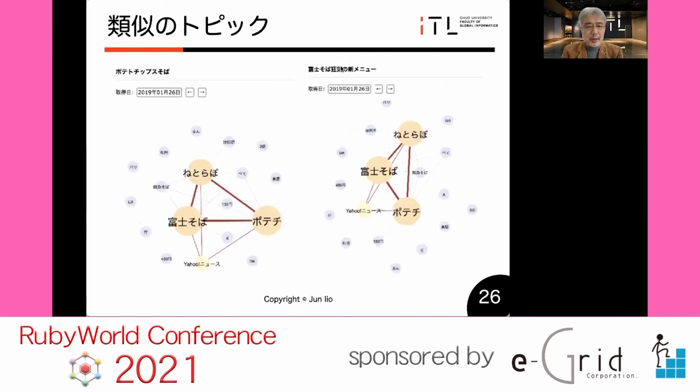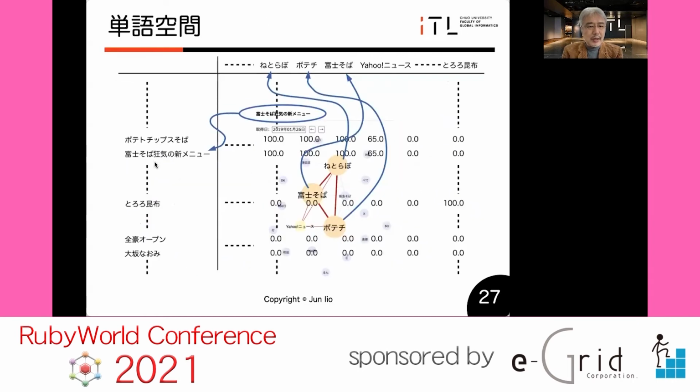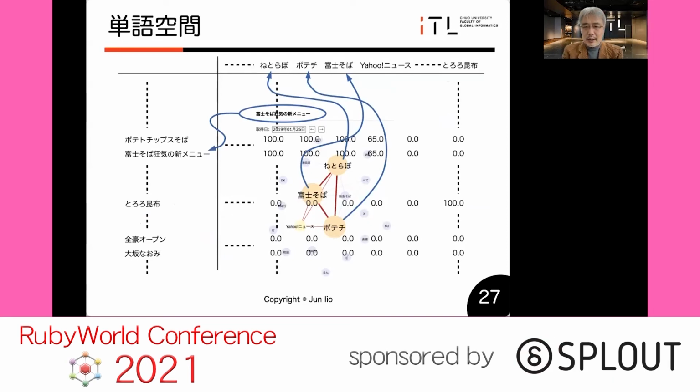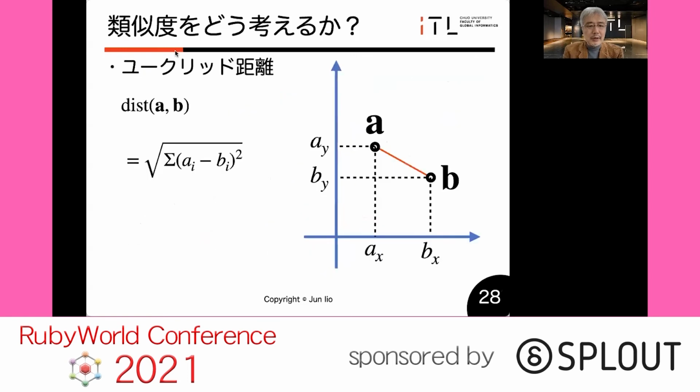Vertically, we list the trends: potato chip soba, Fuji soba, kyoki no shin menu. These are the topics of the day, maybe 200 to 300. So up to 3,000, 4,000 dimension, there are 200 or 300 dots. So the distance, or how close they are, is analyzed. So such similarity, how do we calculate?